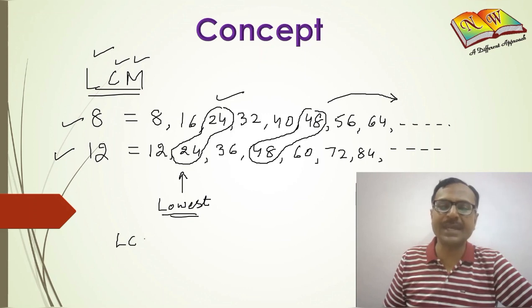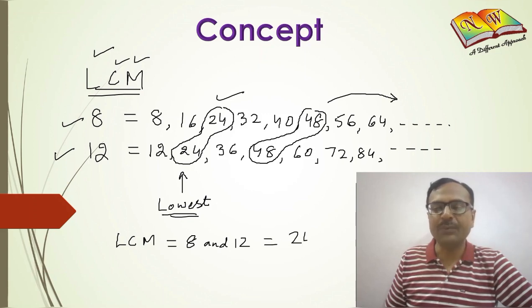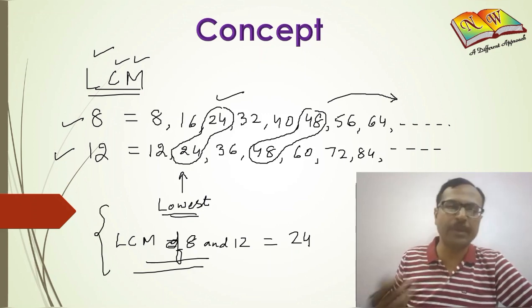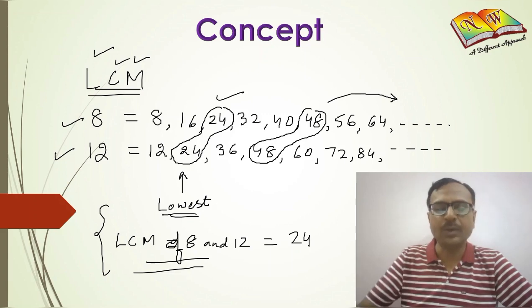And therefore we say that the LCM of 8 and 12 is 24. And therefore this is the concept of LCM. You can do this for 3 numbers also, 4 numbers also, depending on the question.